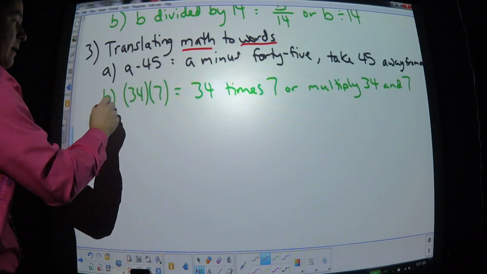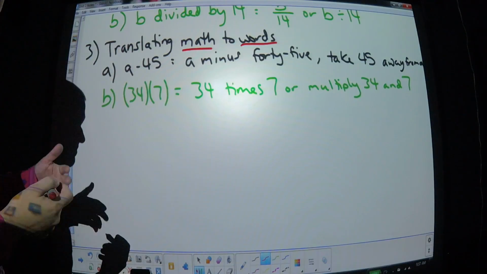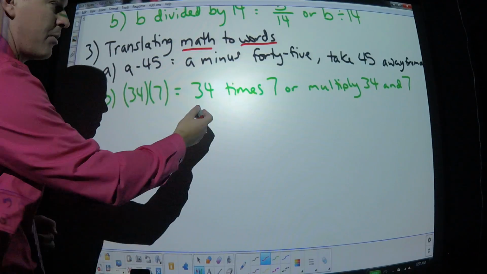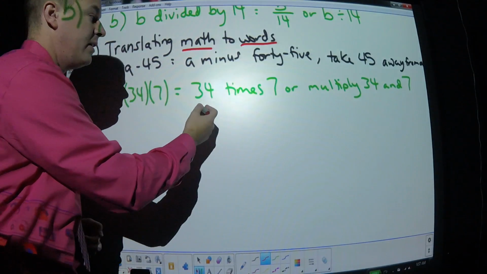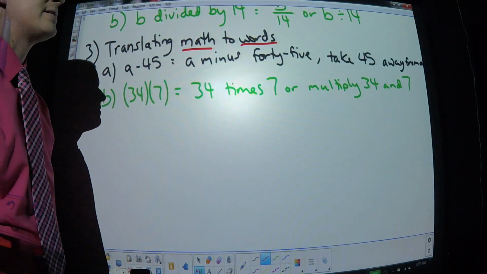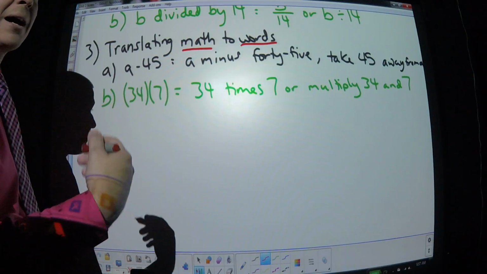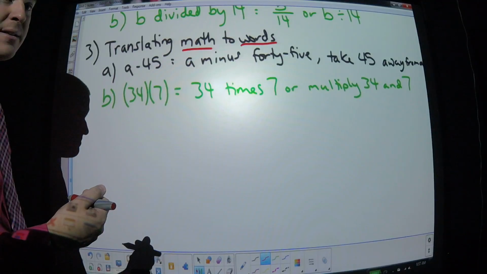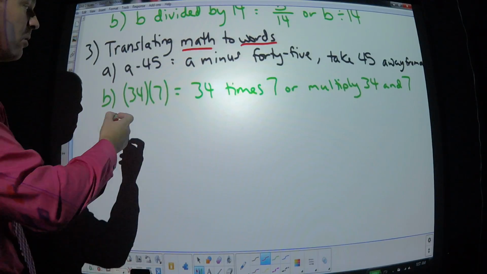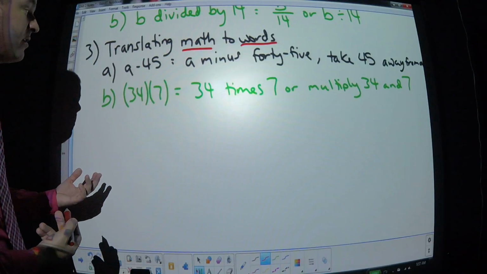All right? B. Since they're both in parentheses, this is multiplication. So 34 times 7, or multiply 34 and 7. Okay? And it's in the correct order, but remember back to your math properties that the commutative property, it doesn't matter the order that you do multiplication. Okay? 34 times 7 is the same as 7 times 34.